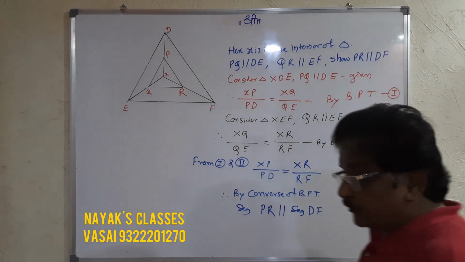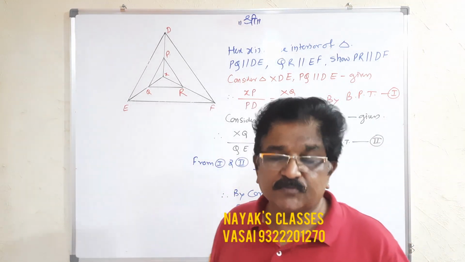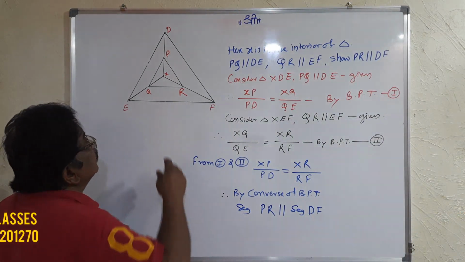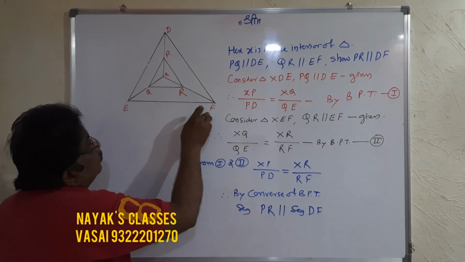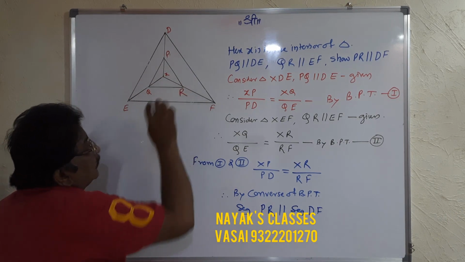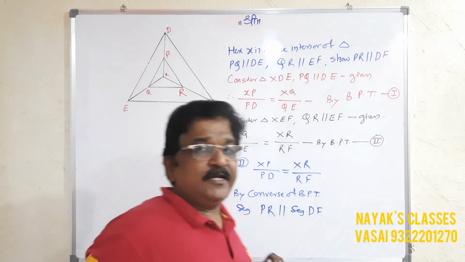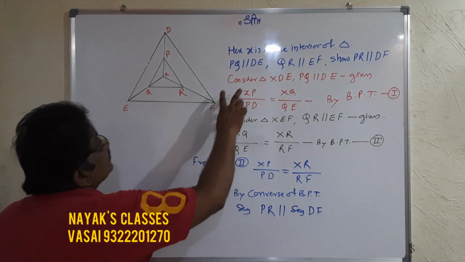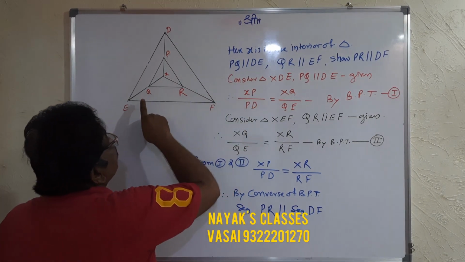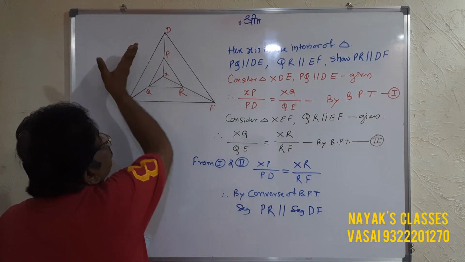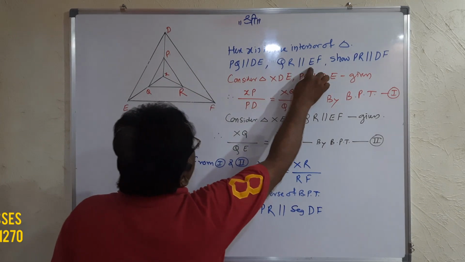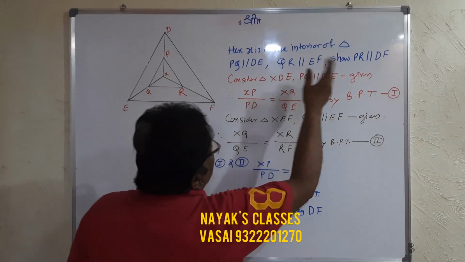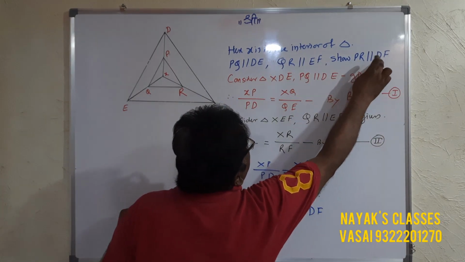So we are starting now the 10th example of exercise 1.2. Here they have given two triangles DEF and PQR. X is a point in the interior of the triangle, and the given things are PQ parallel to DE, QR parallel to EF, and we have to show PR parallel to DF.